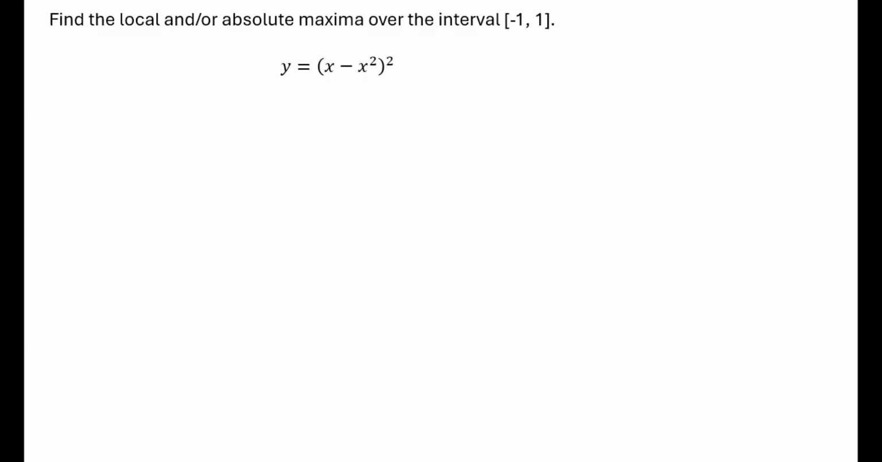In this example, we're going to be looking at the equation y equals (x minus x squared), the whole quantity squared. And we want to find the local and/or absolute max over the interval from -1 to 1. And this is a closed interval. You'll notice the brackets on each of those values. So let's go ahead and start with finding the derivative of our function.